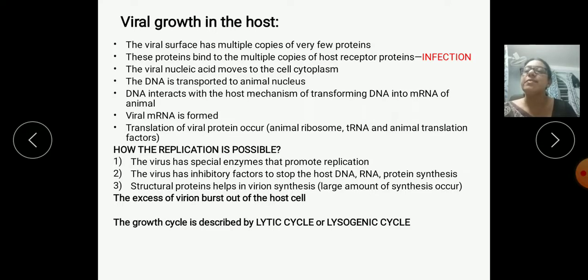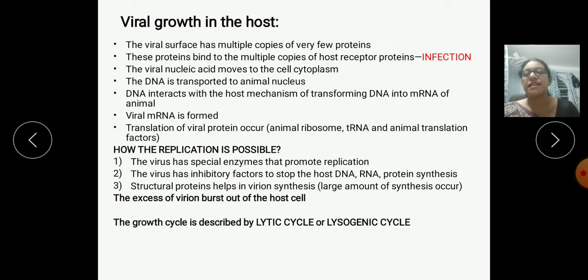The three things play the major role. First, there are certain enzymes present in the virus that help in the process of replication. Second, there are certain inhibitory factors inside the virus that will stop the DNA, RNA and protein synthesis of the host cell. I am repeating once more that in the first case, the virus enters, they have the enzyme and they help in replication in the host cell.